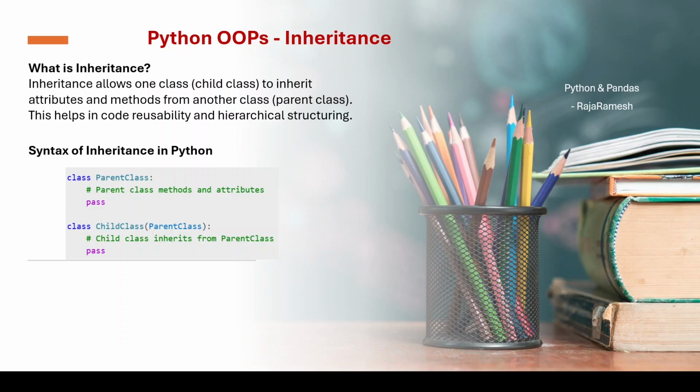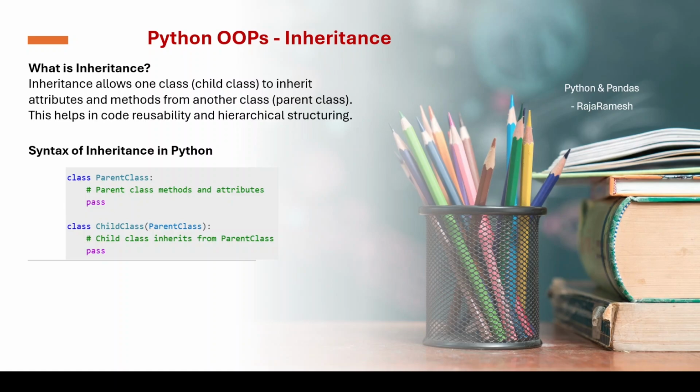So for example, if we have two classes, and here we are referring to those as the parent class and child class. Inheritance allows the child class to inherit attributes and methods from the parent class. Means if we have some attributes and methods in the parent class, without rewriting those in the child class, those will be available in the child class if we use the concept of inheritance. So this helps in code reusability and hierarchical structuring.